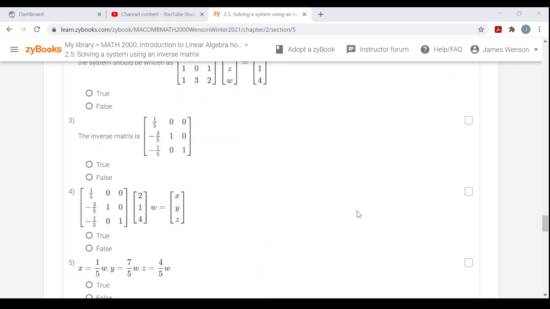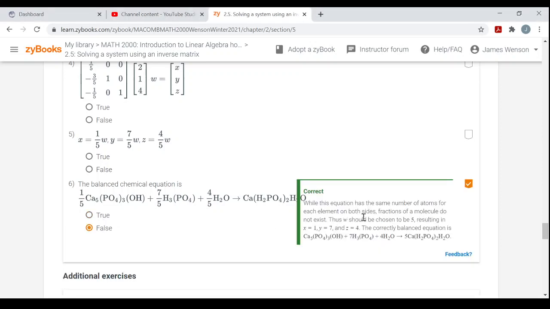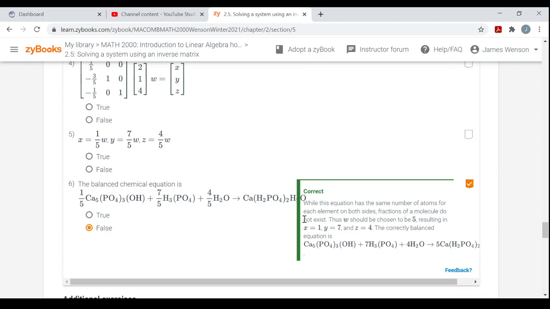And at the end, I'll just tell you right now. See these last parts, they got the solution here. Maybe, I don't know if that's true or false, but the last part, this can't be happening, right? If you're trying to balance a chemical equation, you're not going to have 4/5 of a molecule. You're not going to have 7/5 or 1/5 of a molecule. So this can't be a good balanced equation. Sure, your solutions might be a solution to the system, but they don't make a chemical equation balanced if they're not whole numbers. So automatically I'm putting false for that one, because again, fractions of a molecule do not exist.